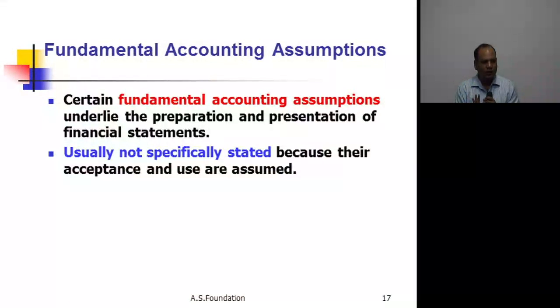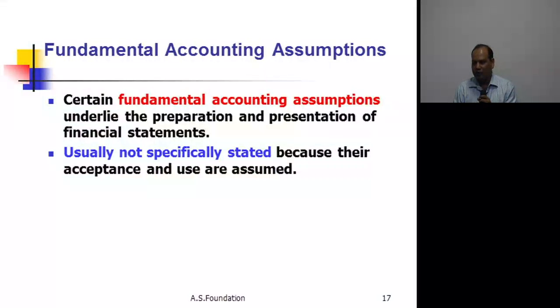So you don't have to write separately that the company follows the same accounting policy year after year. Consistency is a fundamental accounting assumption. Going concern is a fundamental accounting assumption. You don't have to write that our company is a going concern, we have no intention of winding up in the next year. So dear investor, please rest assured, we will continue for another 12 months.